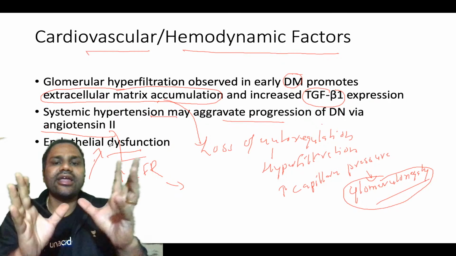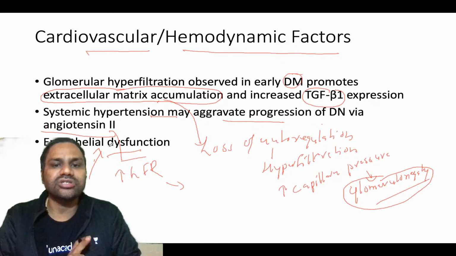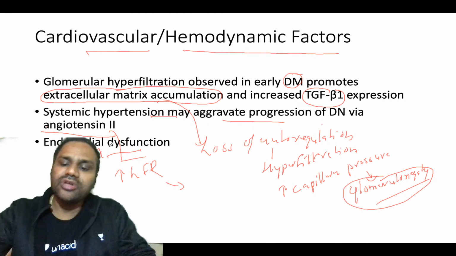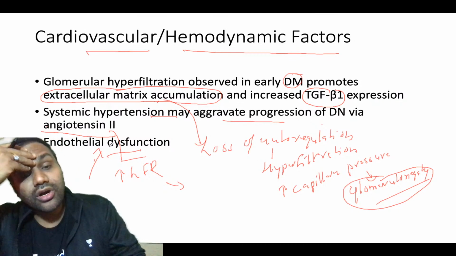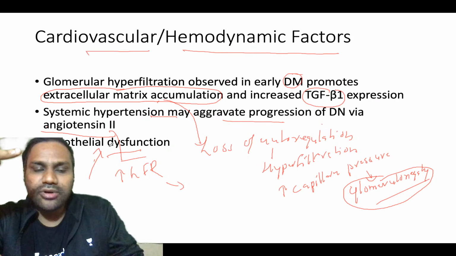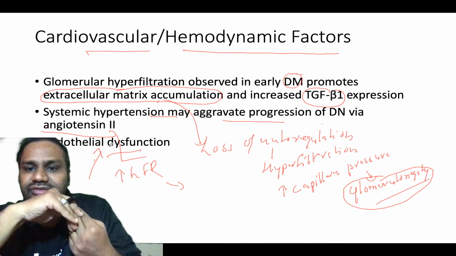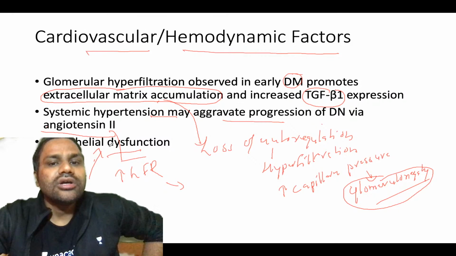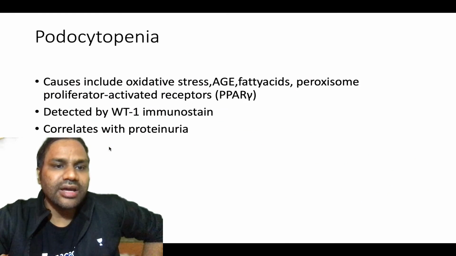So basically the reactive oxygen species will result in endothelial dysfunction. So these are some of the important causes of diabetic nephropathy. The hyperglycemia, and the cardiovascular and hemodynamic factors. So these all are important factors for the development, or pathogenesis, of diabetic nephropathy.